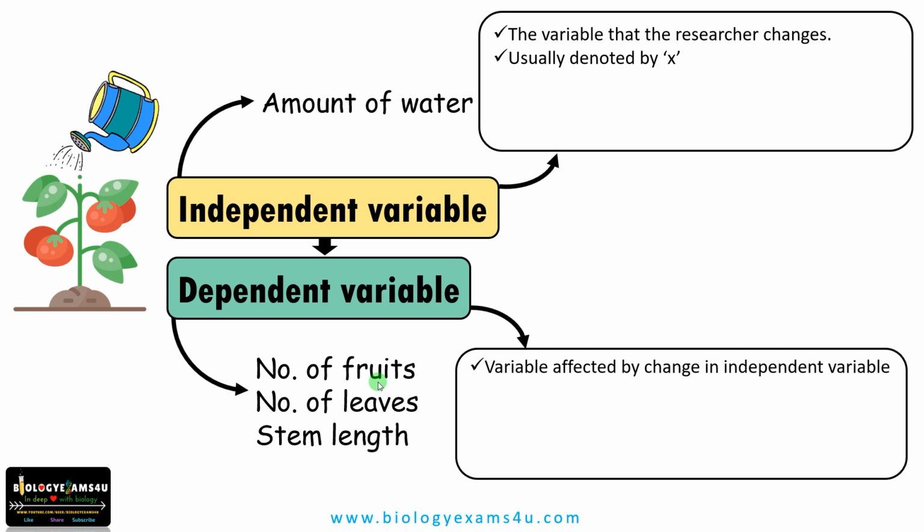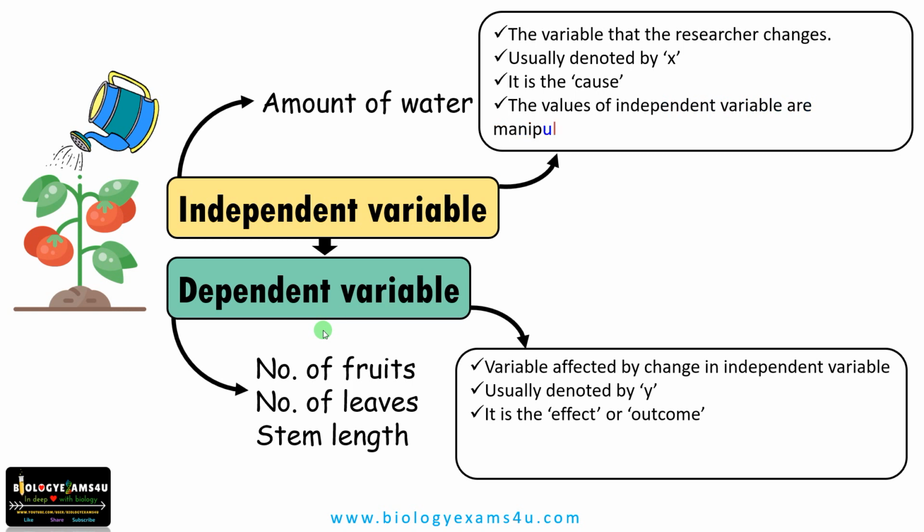The independent variable is denoted by X, whereas the dependent variable is usually denoted by Y. The independent variable is the cause, whereas the dependent variable is the effect or outcome. So we are changing the independent variable. As a result of that, some of the dependent variables are changed. So it is the outcome or effect or the result.